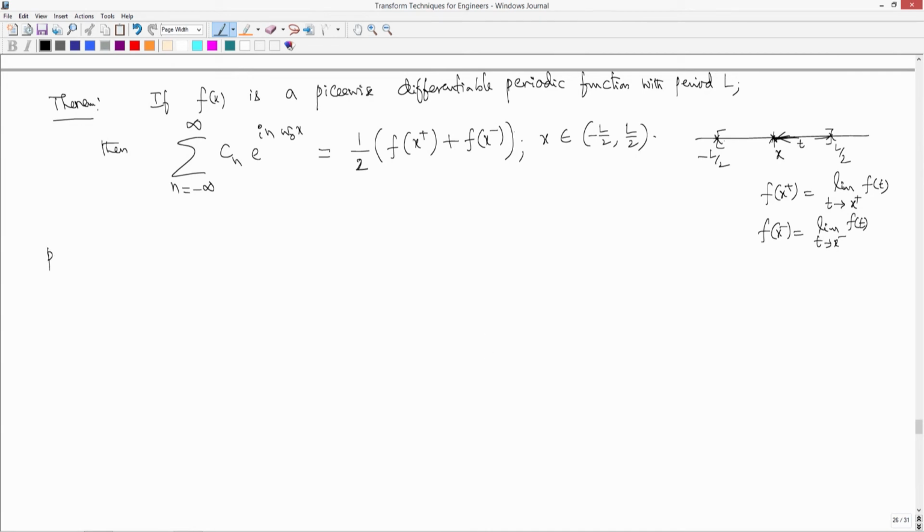So, let me give you the proof now. This is the sufficient condition for this Fourier series to converge to the function. Because it is a differentiable function, this is exactly equal to f x, because of its continuity both are the same. So the average value is itself. So x belongs to minus L by 2 to L by 2.